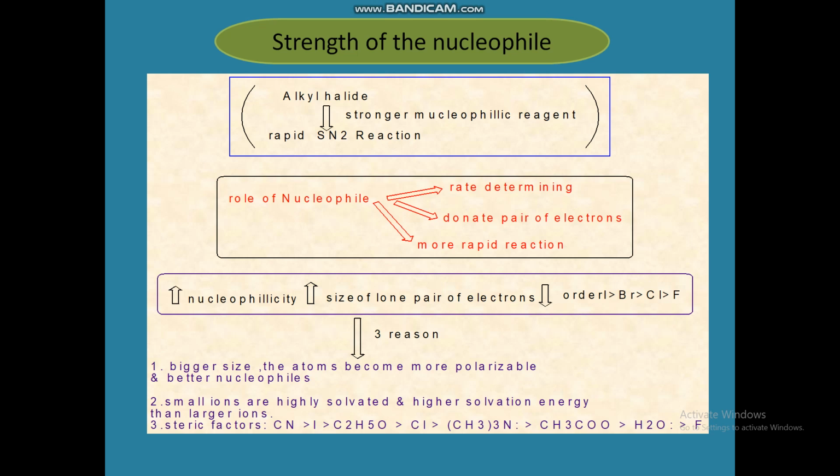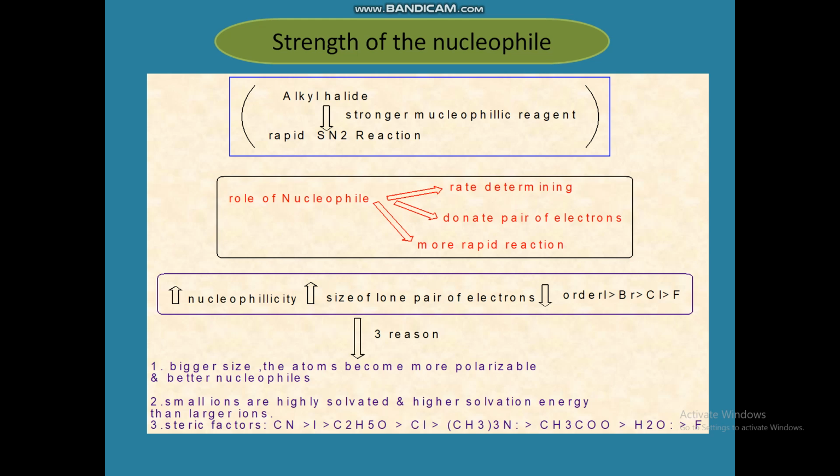This is the rate determining step, and the greater the nucleophilicity of the nucleophile, the more rapid its SN2 reaction. Students, the role of the nucleophile is mainly in determining the rate of the SN2 reaction, by donating a pair of electrons to the carbon. That is known as nucleophilicity. The greater the nucleophilicity of a nucleophile, the more rapid the SN2 reaction.